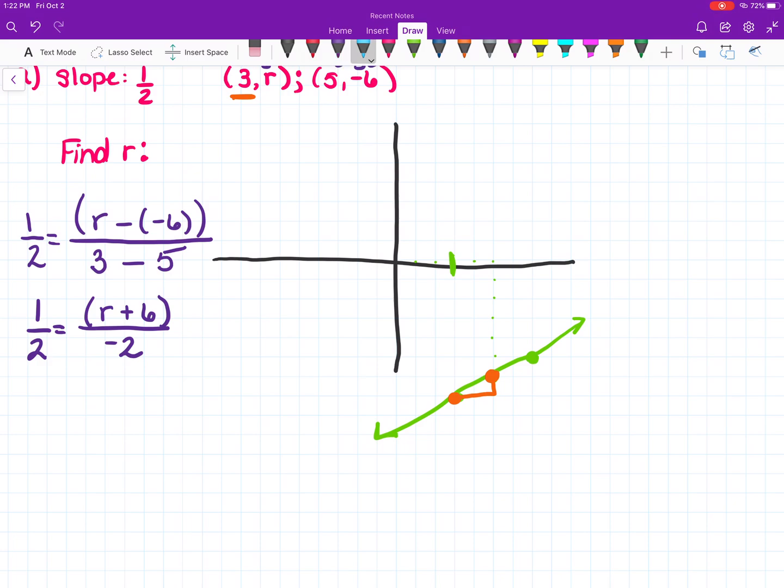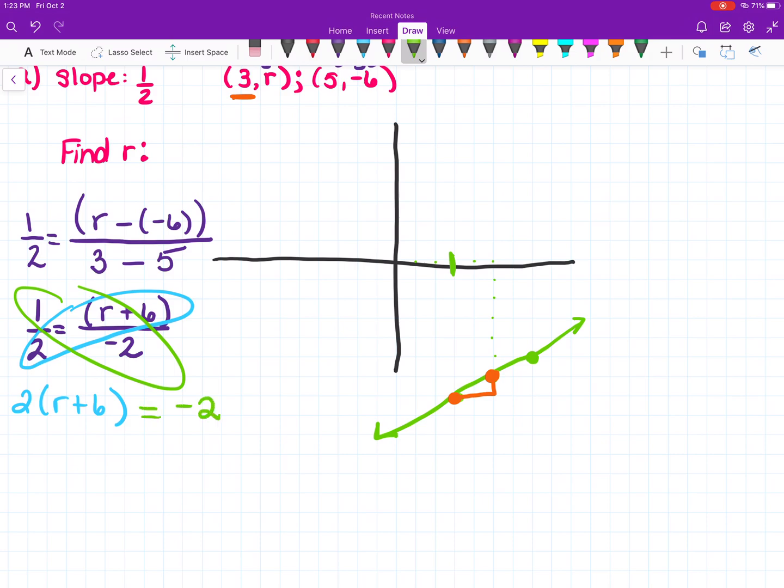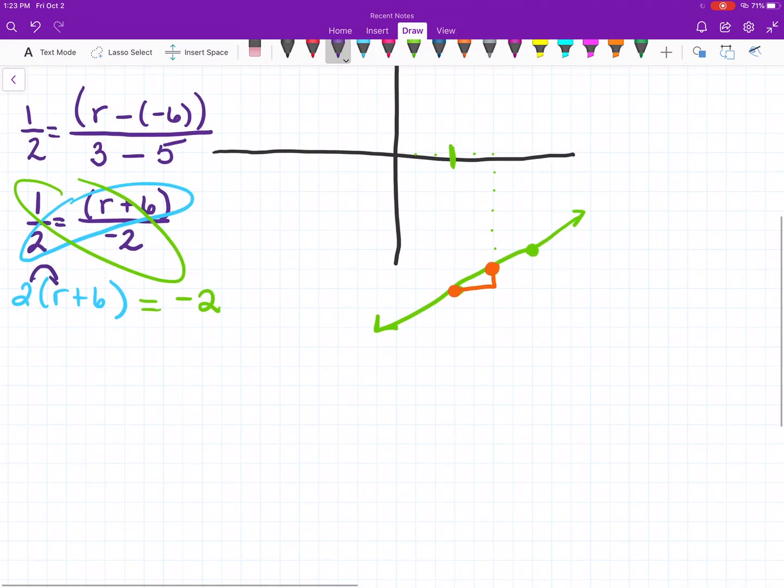Okay? So I'm going to cross and do 2 times (r plus 6). And then I'm going to cross the other way and do 1 times -2, which is -2. Okay? Now we have a multi-step equation. Again, referring back to Unit 1, it's almost like I purposely am teaching things in this order. Okay, we're going to distribute the 2. Be careful, that's one of the top 5 mistakes in algebra, is forgetting to distribute. I do it all the time. I draw the arrows and then I forget to multiply. So this should be 2r plus 12 equals -2.